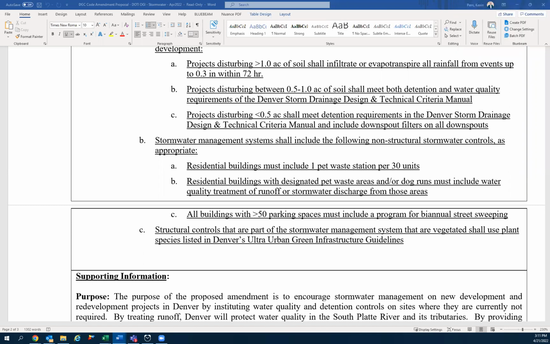Yeah, it's definitely technically feasible. Underground detention is an option for highly developed sites. There is also potential to do green on the ground or to use green roofs. So definitely technically possible.